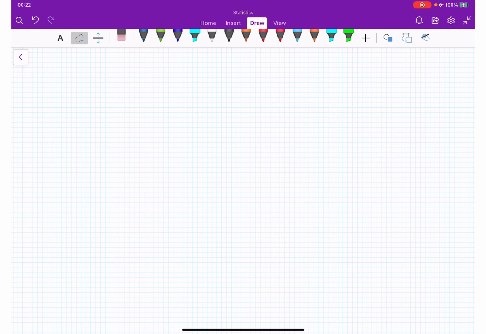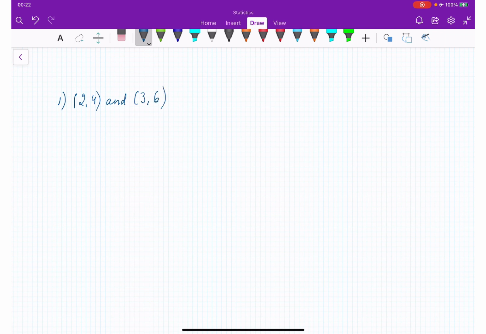Okay, question number 1. Find the slope of the line passing through the points 2 and 4 and 3 and 6. Okay. Through the points 2 and 4 and 3 and 6. And we need to find the slope.